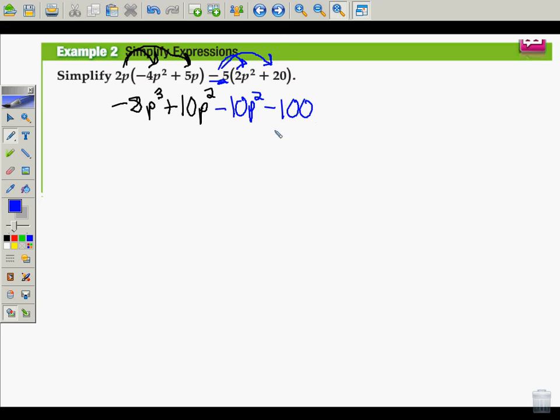Then the last thing I have to do is combine like terms. If you notice, there are only two like terms here. I've got positive 10p squared and negative 10p squared. And that actually becomes pretty easy to simplify because 10p squared minus 10p squared is just 0. So we end up with negative 8p to the third power minus 100.